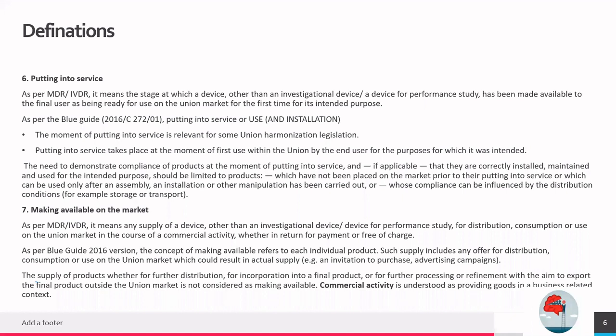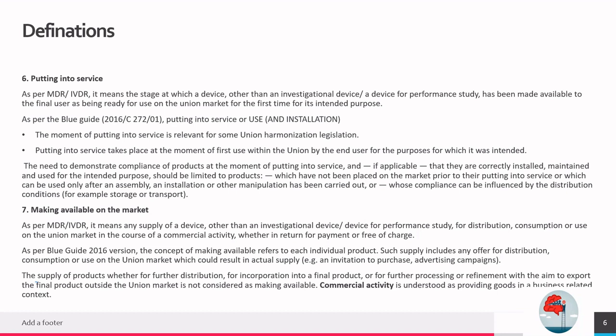The supply of products, whether for further distribution, for incorporation into a final product, or for further processing or refinement with the aim to export the final product outside the Union market, is not considered as making available. Commercial activity is understood as providing goods in a business-related context. So this is very clear.